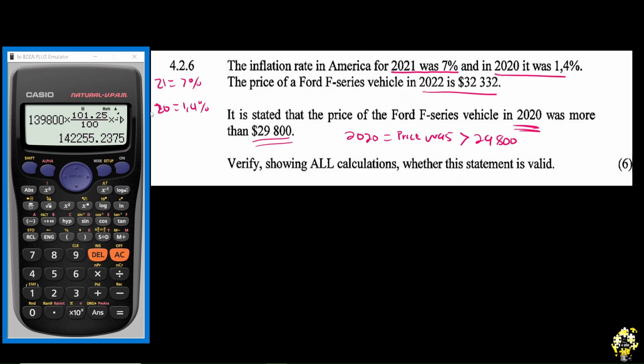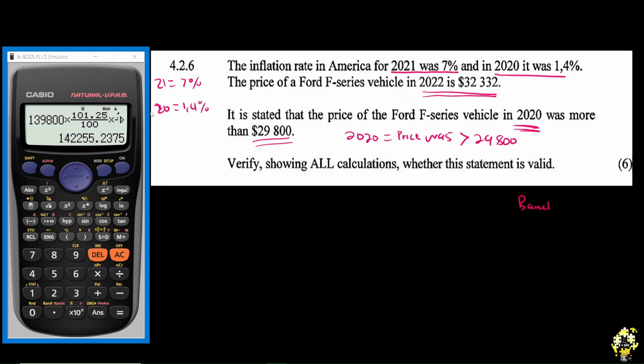How are we supposed to prove this? Well, remember, we've been given the price in 2022. And they are saying that the price in 2020 was greater than 29,800. So basically, they're asking us to go where? Backwards. Why? 2022 going back to 2020. So what are we going to do? This is what we are going to do.